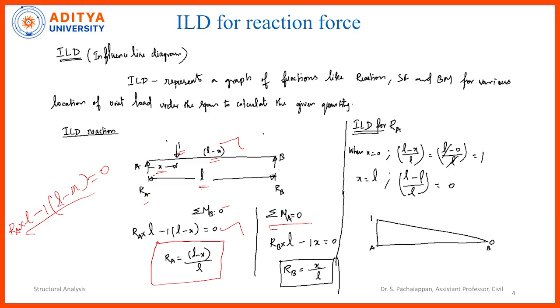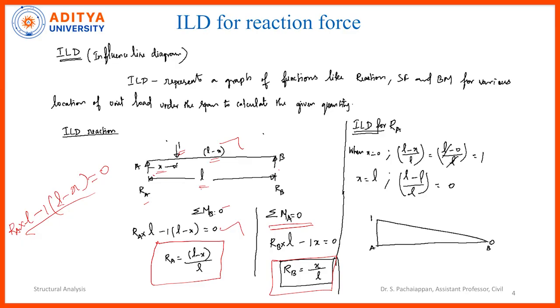Similarly, I am taking moment at A equal to 0 to compute RB. RB multiplied by the distance L, minus 1 multiplied by the distance x, so RB is nothing but x by L. It is very simple: I take the moment at B to calculate RA, and the moment at A to calculate RB. So we got RA as L minus x by L, and RB as x by L.